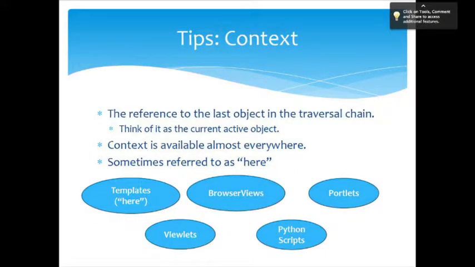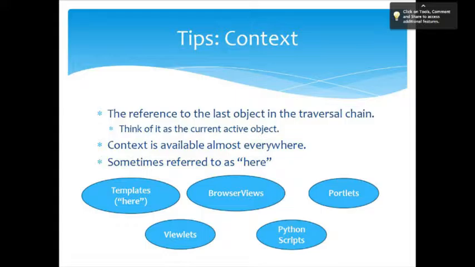Just an overview of what the context really is. It is the reference to the last object in the traversal chain. So as I had it before with my folder, my page was the last object in the traversal chain. That was the context, meaning I can then say context/title, context/description, and I can get all that data back out. And I was showing that through the URL, how they were pretty much almost one-to-one in a way.